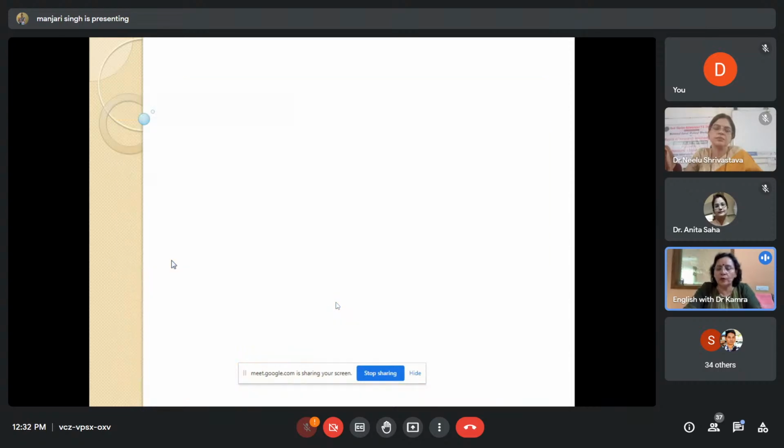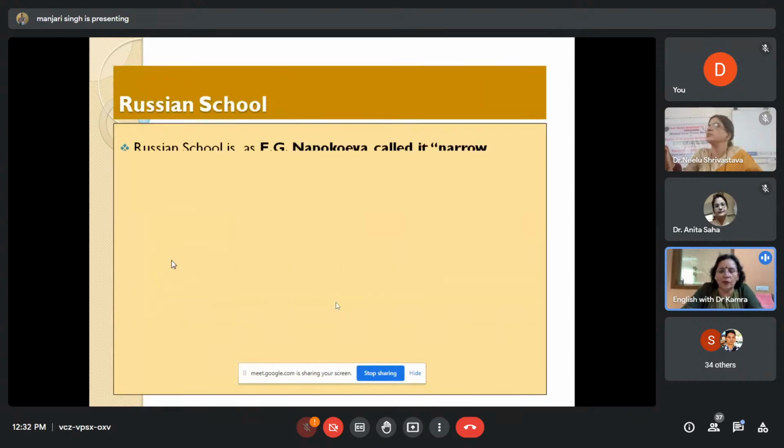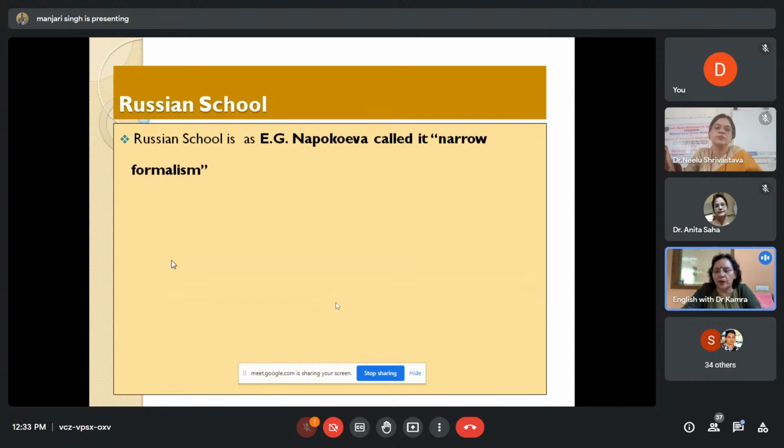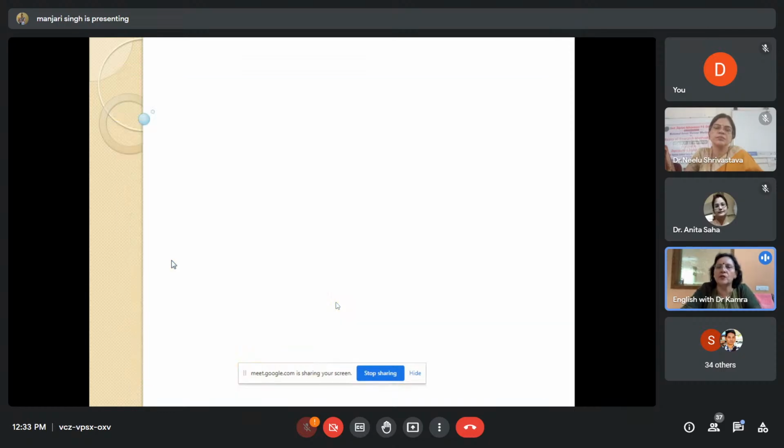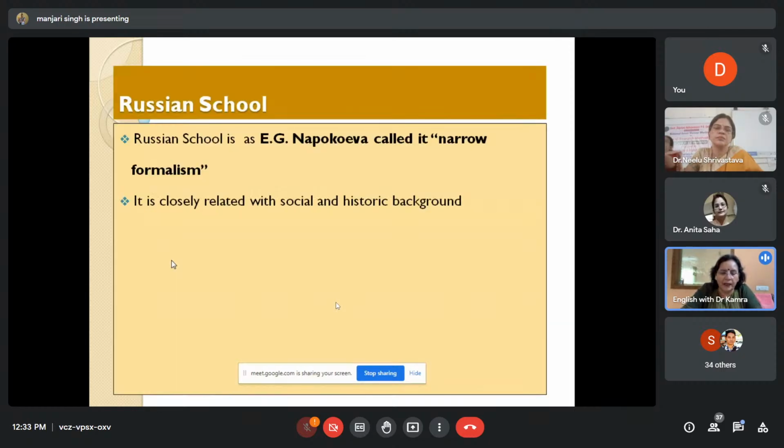Then the next school is the Russian school. Here this is regarded to be a narrow formalism. This was established in 1956. And your Indian school is much closer to the American and not to this school. So they believe that literature is a social product. So whatever literature contains, how we have come to this particular stage, that is the past, should always be looked into.